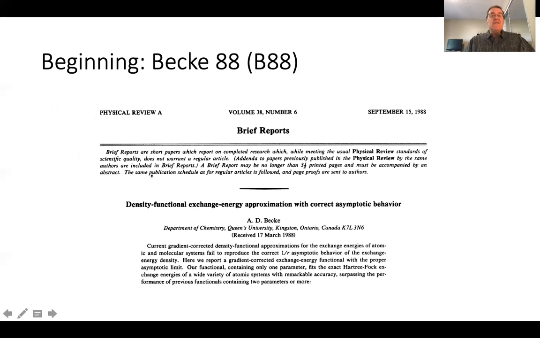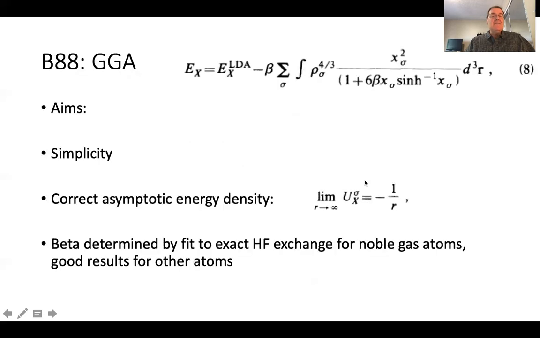So here's the beginning. Here's the first paper. And interestingly, although this is the most used functional in chemistry, or at least it has been, this appeared in the Physical Review. So this is a physics paper. The title is Density Functional Exchange Energy Approximation with Correct Asymptotic Behavior. And this functional right here is referred to as Becke 88.